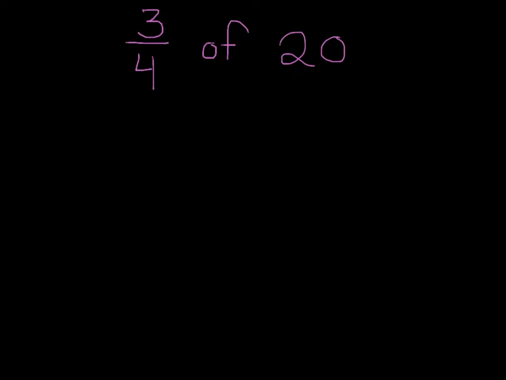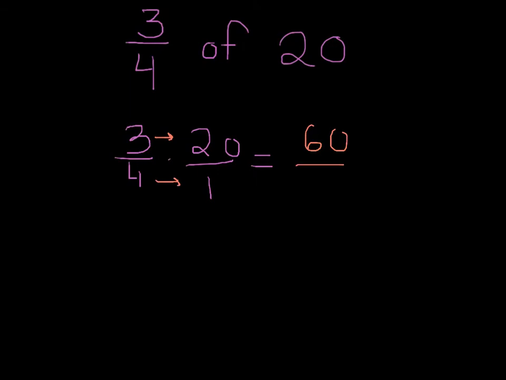In this example, we have 3/4 of 20. This really just means 3/4 times 20. But when you multiply a fraction by an integer, we always want to write the integer as a fraction, so we can write it over 1. So we can do 3 times 20, which is 60, and 4 times 1, which is 4. And then 60 divided by 4 is 15.